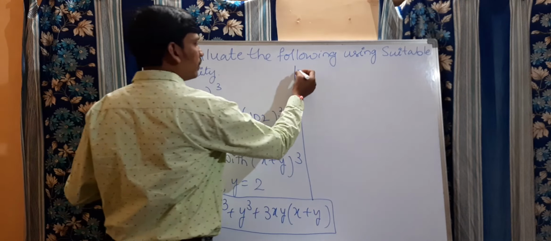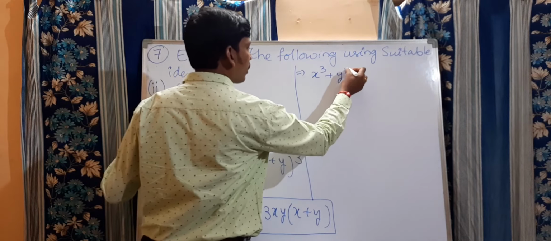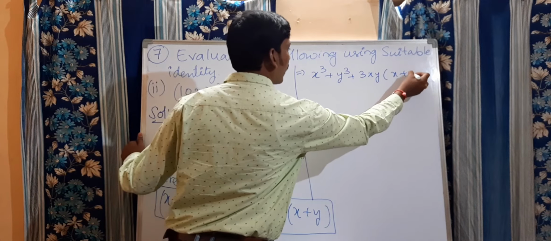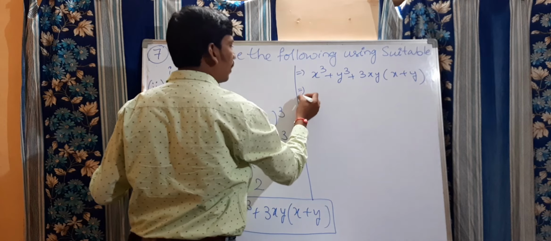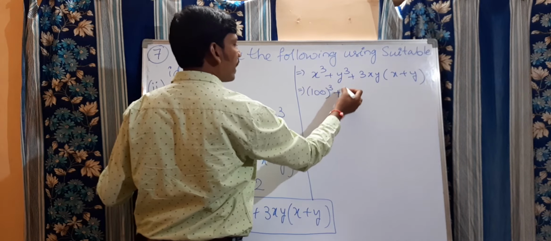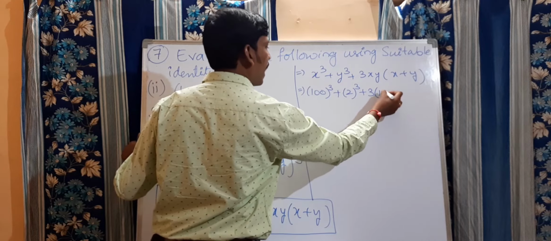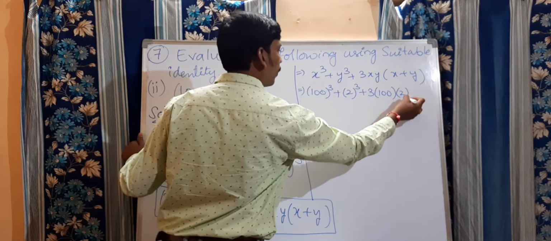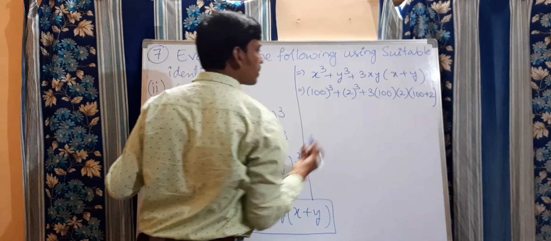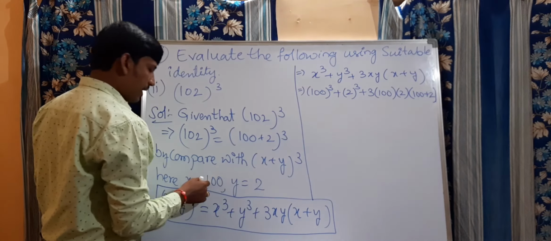So I am going to write once again, x cube plus y cube plus 3xy into x plus y. In the place of x, what is x here? 100 whole cube plus y is 2 cube plus 3 into 100 into 2 into 100 plus 2. Clear, my dears? Just I substituted 100 and 2 in the place of x and y.